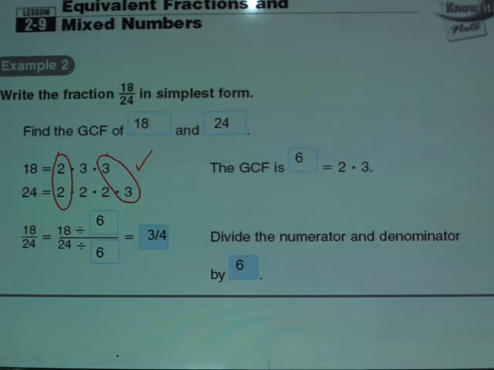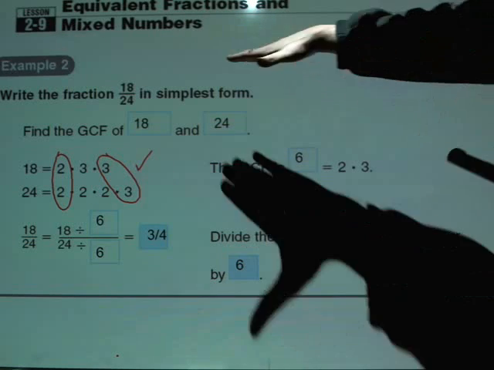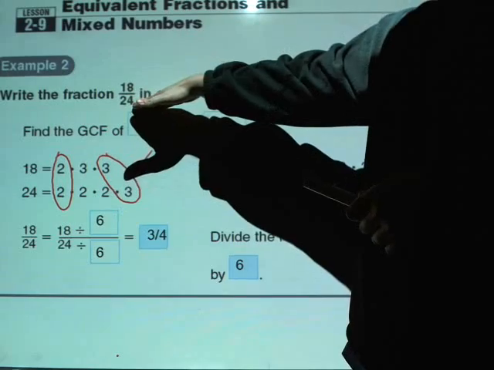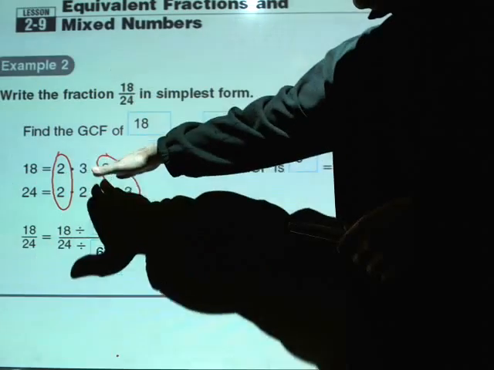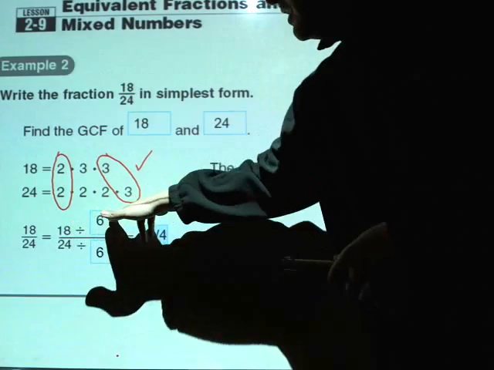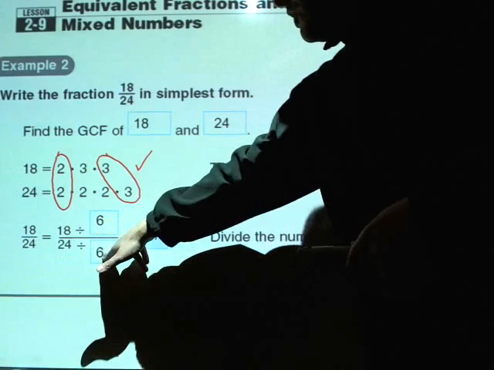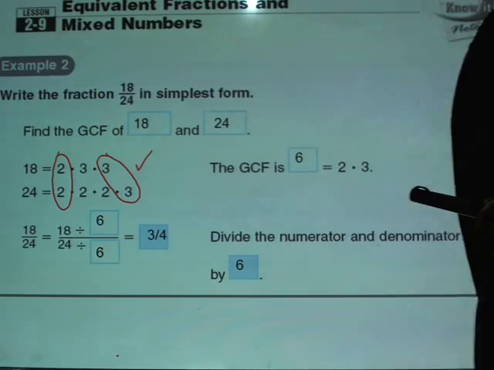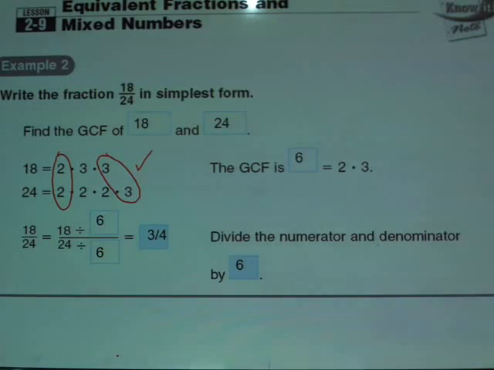That's the number I'm now going to divide out of the numerator and the denominator. So I do 18 divided by 6 and 24 divided by 6, which is what you can see they're showing right here. 18 divided by 6 is 3, 24 divided by 6 is 4, and there is your fully reduced fraction. 3/4, done.